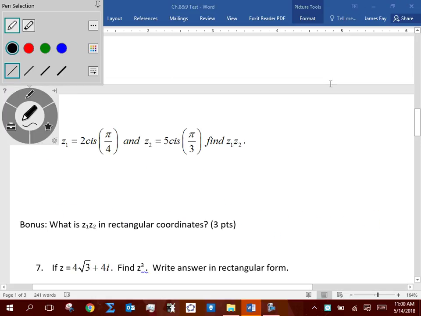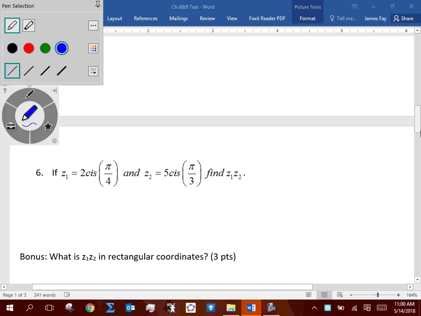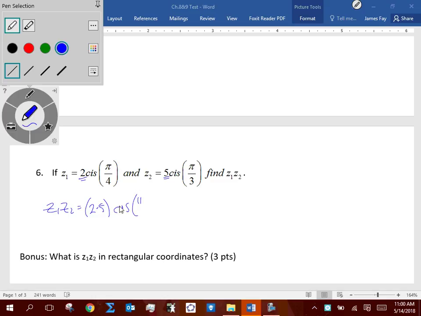Let's go down to this one. This one kind of frustrated me a little bit. All we're going to do here is Z1, Z2. You multiply your R's, so we get 2 times 5. We write cis, and we add our thetas. So it gives me 10 cis, pi/4 plus pi/3. Common denominator, guys, is going to be 12. So it becomes 7pi/12.